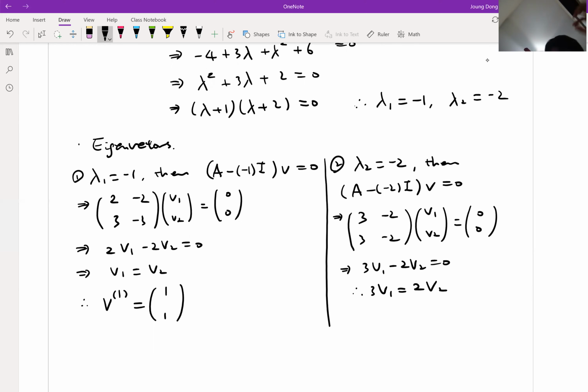Does that make sense? So if I say V1 is 2, then your V2 is 3, right? So we can say the second eigenvector is (2, 3). And that's enough. But keep in mind, your lambda, which is the eigenvalue, is concerned with the power of the exponential function, right? So there we go.